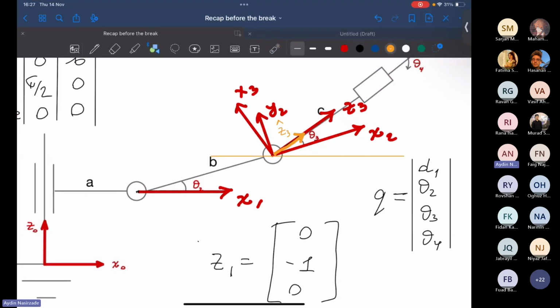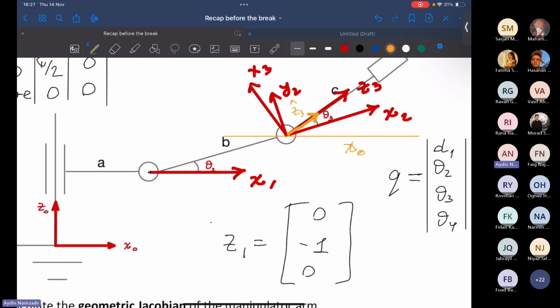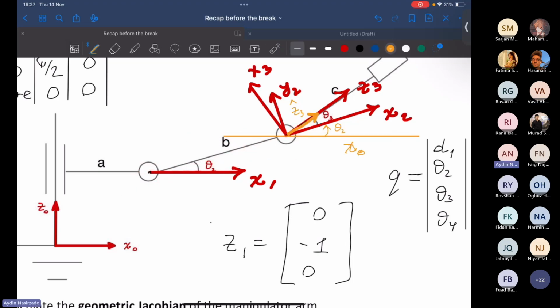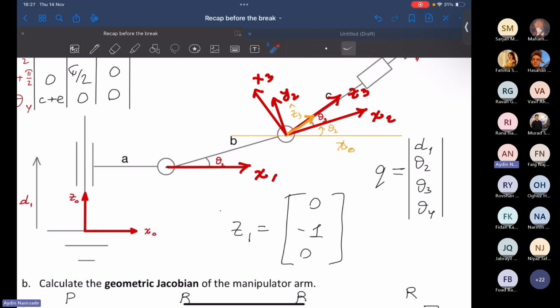Imagine this is your X0. I'm kind of sliding it here, right? So what is this angle? What is this angle? Theta 2 plus theta 3. Absolutely. Okay. So the projection of this small unit vector along X0 will be cosine of theta 2 plus theta 3, right?